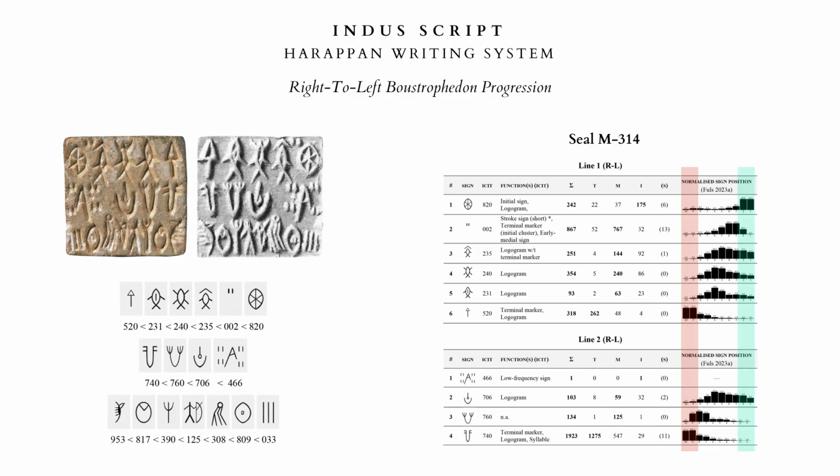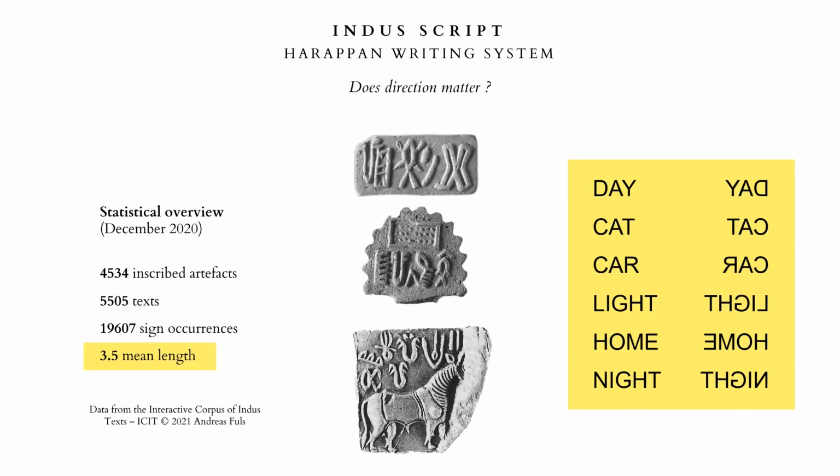I have begun to think, however, that this dichotomy between reading from right to left and reading from left to right may not have been so strict or important. Given the symmetry of many signs and the brevity of the inscriptions, a trained scribe could easily read them in either direction. The use of boustrophedon progression also facilitated an inverse reading direction.